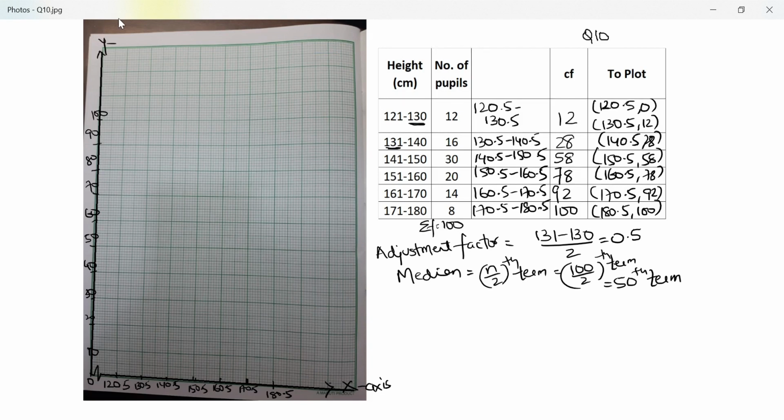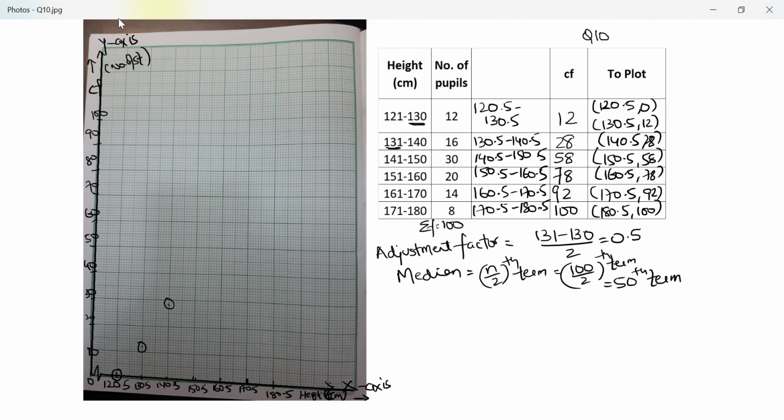This is my y-axis. What am I plotting on the y-axis? I am plotting cumulative frequency, which is number of students. And on the x-axis, I am plotting height in centimeter, increasing in this size. Perfect. First one is 120.5 with 0, which is here. The next is 130.5 with 12. So that's 2 small lines above 10. Next is 28, which is 8 small lines above 20.